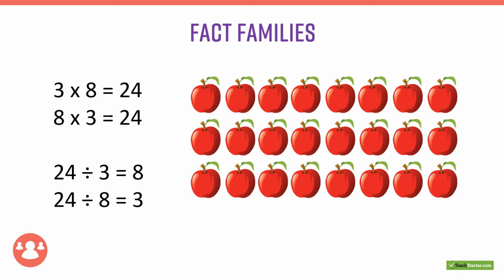Then our division equations, we have 24 divided by 3 because we begin with 24 apples and then we split them up into 3 groups, which is our 3 rows. And in each row we have 8 apples, which is where we get our answer from. Our next number sentence is 24 divided by 8. So this time we are looking at the columns because they are split up into 8 columns. And then we're looking at how many are in each column, which is 3.